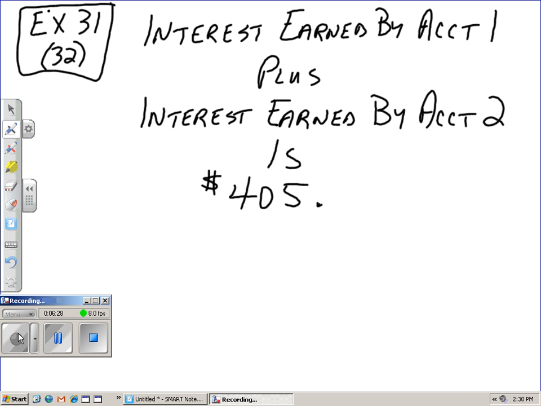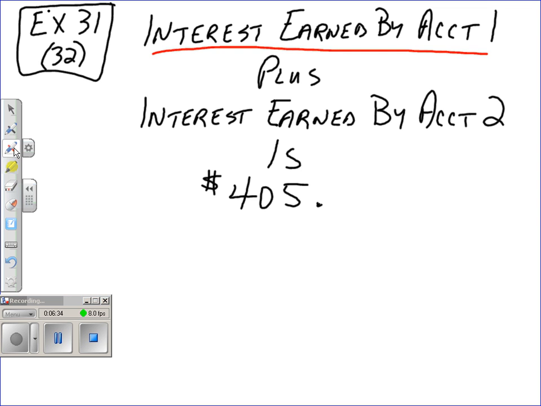All right, so I'm going to abbreviate the story problem. Basically, the interest earned by account 1, when you add it to the interest that was earned by account 2, you get $405. All right. The whole idea with word problems is translating them into simpler and simpler language. So let's translate this into math now.